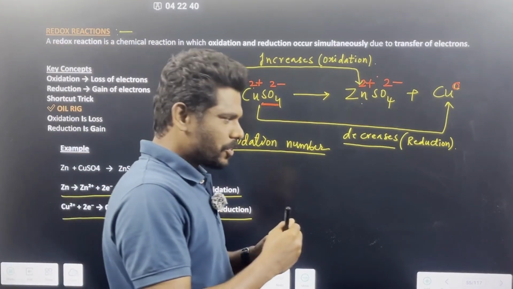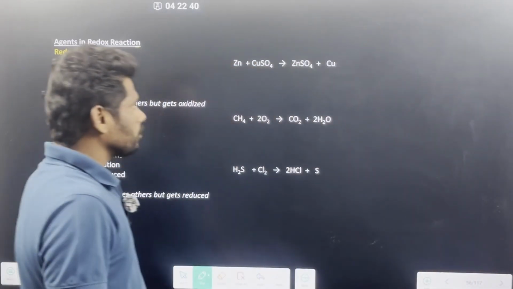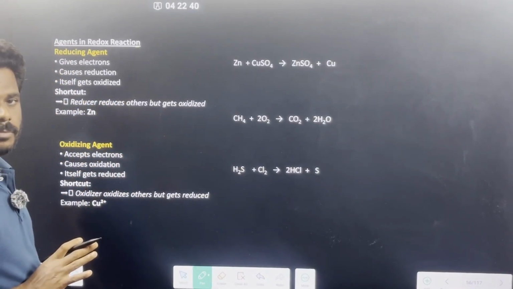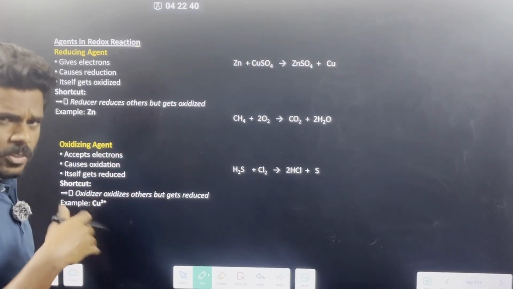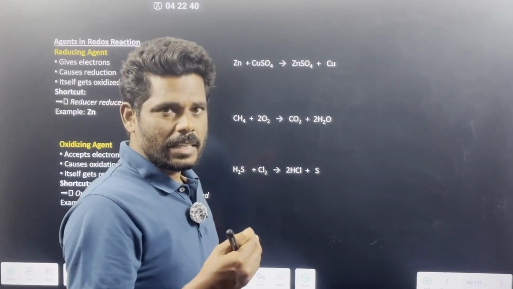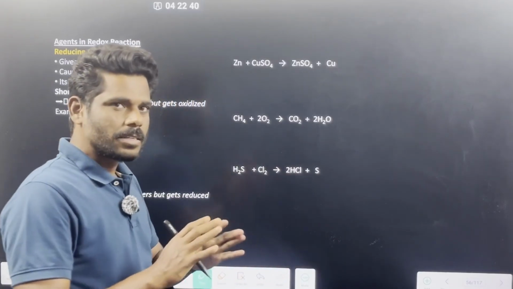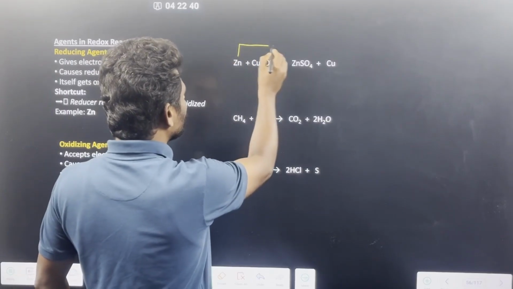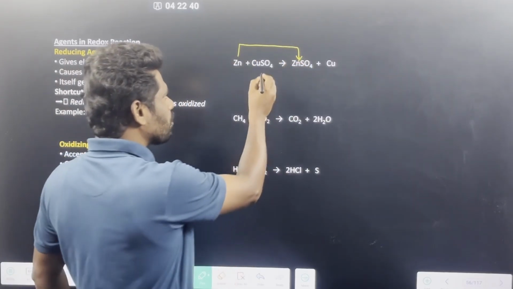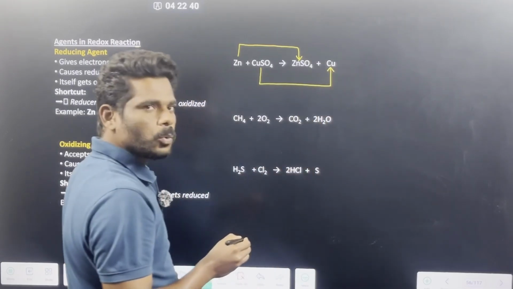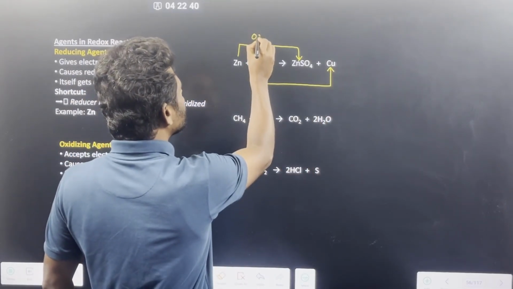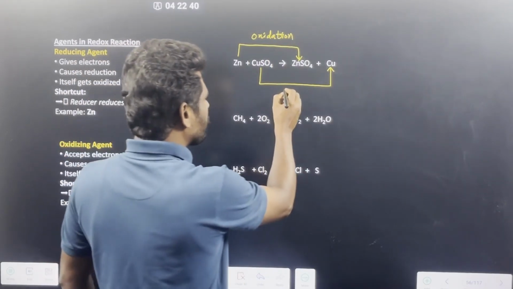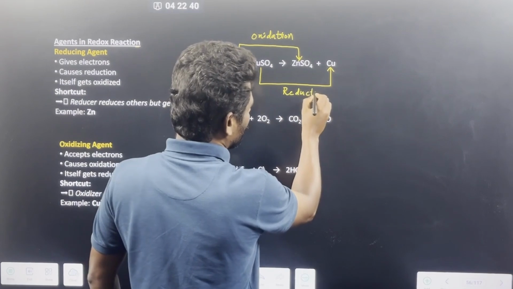Now, from this reaction, how to identify oxidizing and reducing agent? That's very important. In a given redox reaction, what is the oxidizing agent? What is the reducing agent? That will be asked in many kinds of questions. So let us take the example again here. The zinc, which is turning into zinc sulfate, the copper sulfate changing into copper. As we said earlier, this is the oxidation reaction and this is the reduction reaction, right?